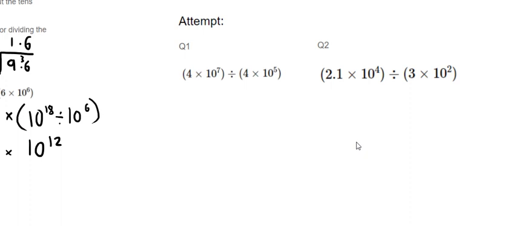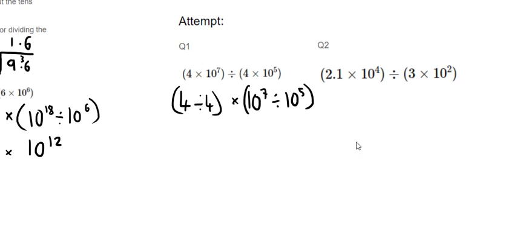So first one, I'm going to do 4 divided by 4, and then I'm going to take the tens. 10 to the power of 7 divided by 10 to the power of 5. So 4 divided by 4 would just be 1, times in the middle, and then 10 to the power of 7 divided by 10 to the power of 5 would be 10 to the power of, I don't really need the brackets there, 10 to the power of 2. So 1 times 10 to the power of 2 is my answer there.